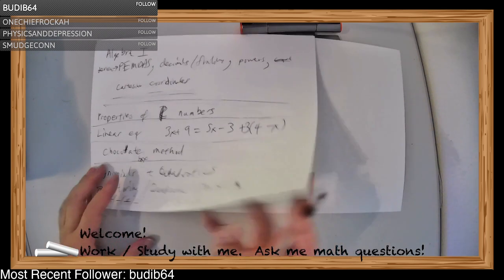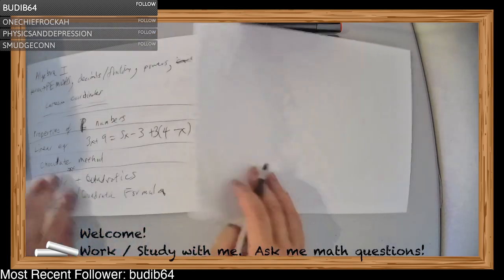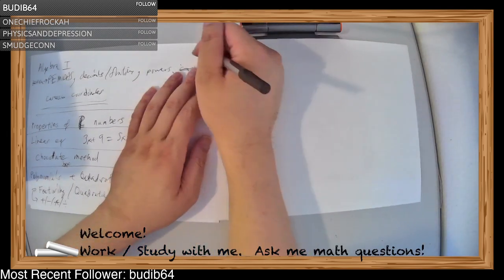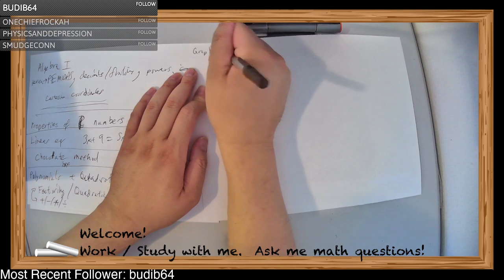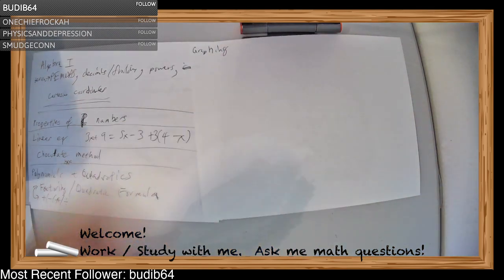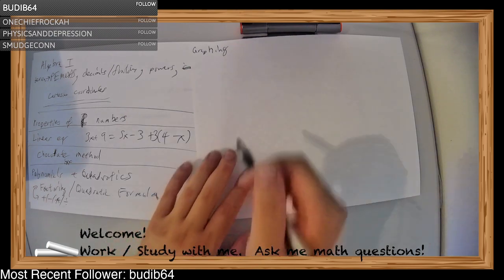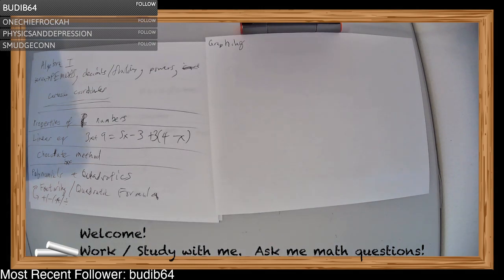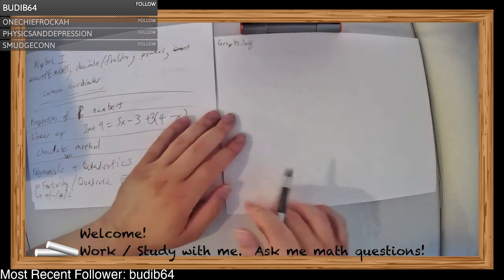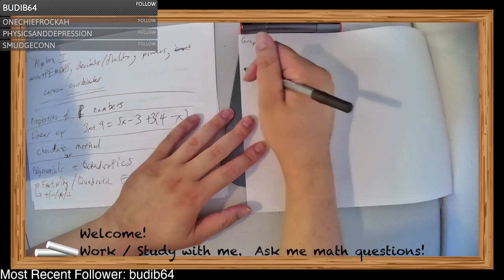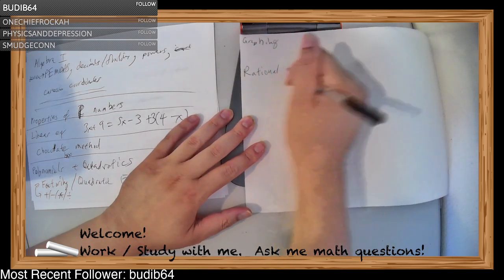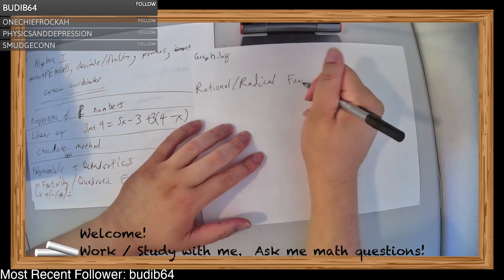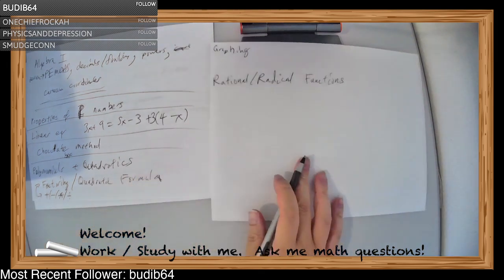All right, and then there's graphing. There's graphing. Okay. Oops. If I remember correctly, when I did Algebra 1, we did rational and radical functions, so let's put that in there too. Okay, anyway.